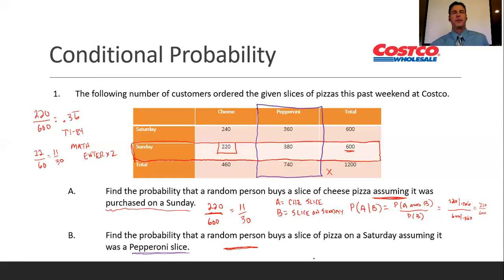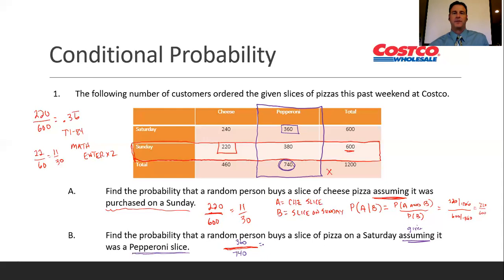Okay, so of all the people who bought a pepperoni slice, what is the probability that was done on a Saturday? And so, again, this word assuming is kind of like the word given. Okay, so there are 740 people who bought a pepperoni slice. And of all who bought a pepperoni slice on the weekend, Saturday there were 360. Okay, so that will go on top.